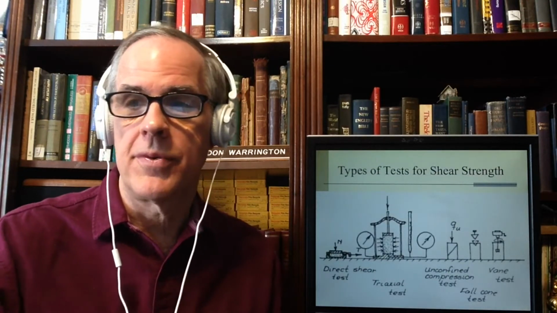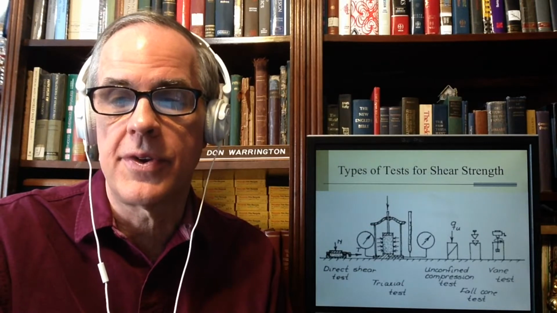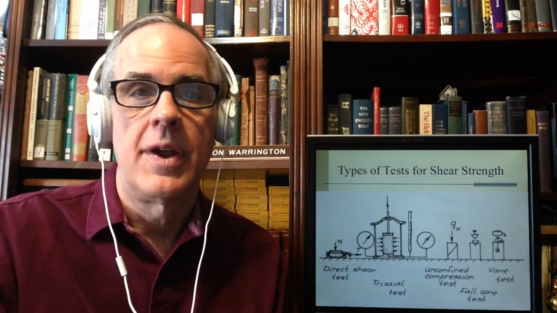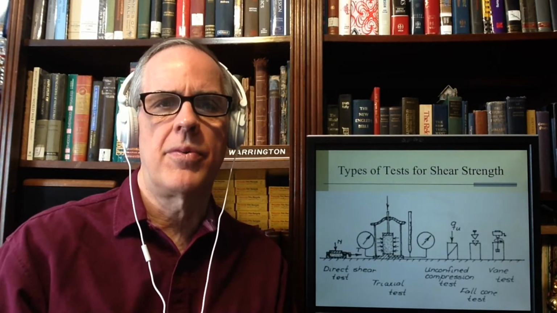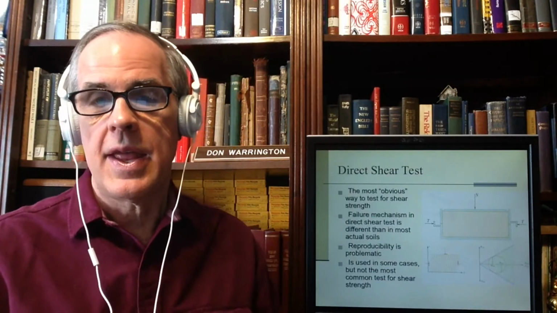So what kind of test do we run? Direct shear test, triaxial test, UC test, unconfined compression, fall cone and vane test. And we're going to talk about most of these. The fall cone you see more in Europe, although we're starting to see it more over here. Start with the direct shear test. That's a direct shear mechanism. There's actually one sitting in our lab. We've never used it.